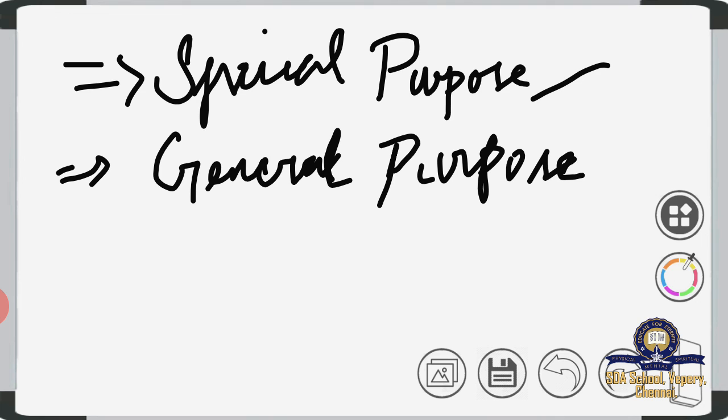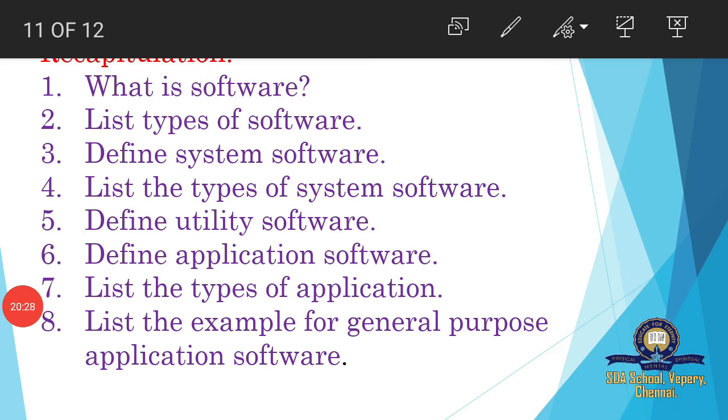Then the next is general purpose application software. That is, it can perform many related tasks, and these software are used widely for all tasks. It is an application software developed to serve different purposes of a user, and is said to be general purpose application software. Then the examples are word processor, spreadsheet, media player and internet explorer.